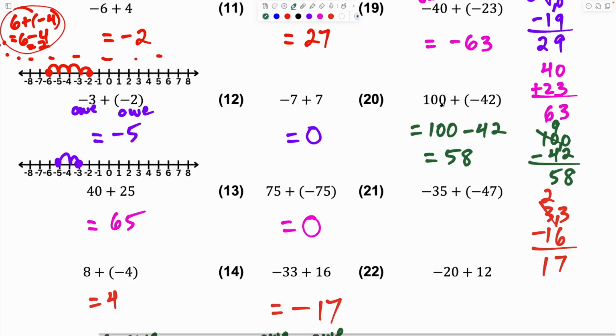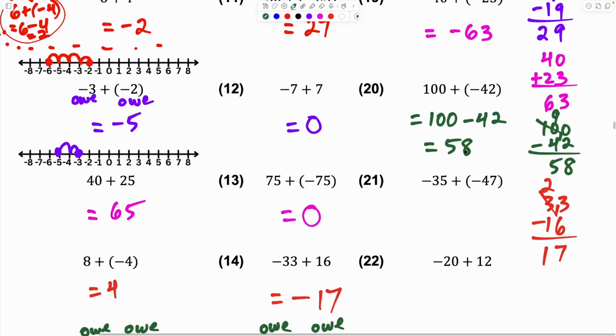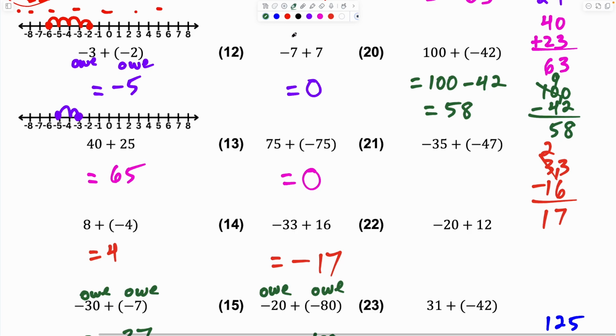So we could say 100 plus negative 42 is equal to 58. And now for question 21, we're adding two negatives. So we could just add the absolute values of the numbers, and then at the end, just put a negative in front. So I'm going to do 35 plus 47. And for this, we have 5 plus 7 is 12, carry the 1. 1 plus 3 plus 4 is 8. So we get negative 82.